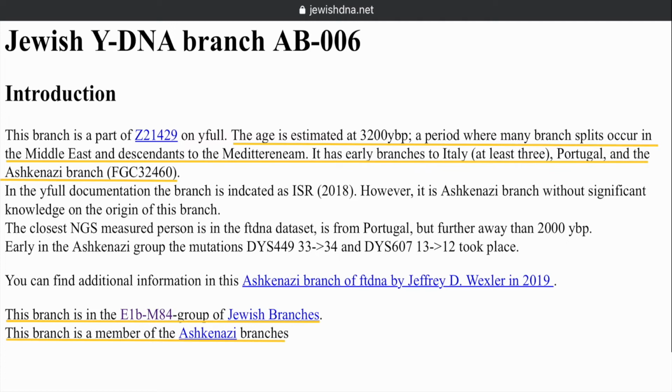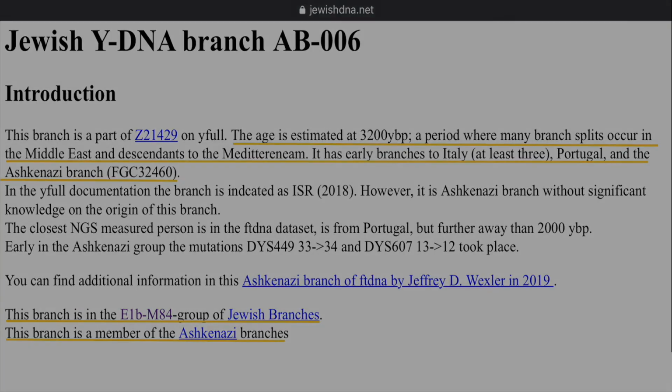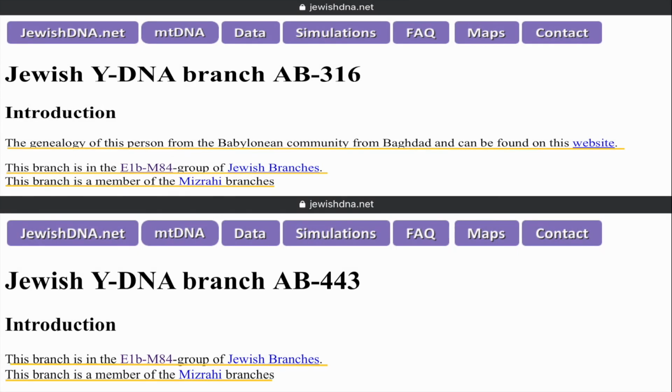This branch is in the E1b-M84 group of Jewish branches. This branch is a member of the Ashkenazi branches. The genealogy of this person from the Babylonian community from Baghdad can be found on this website. This branch is in the E1b-M84 group of Jewish branches. This branch is a member of the Mizrahi branches.